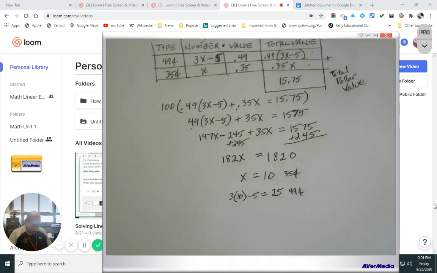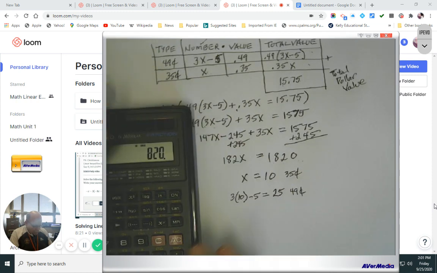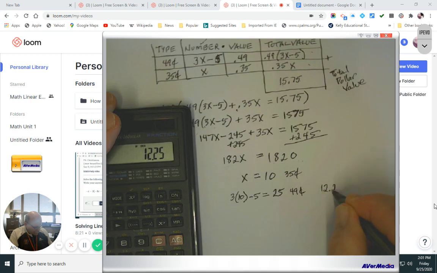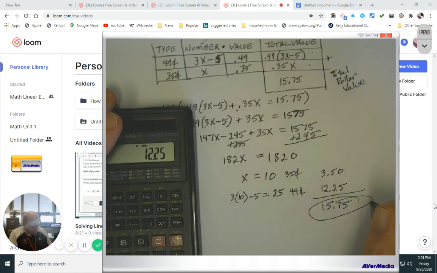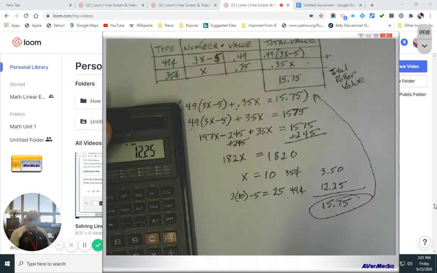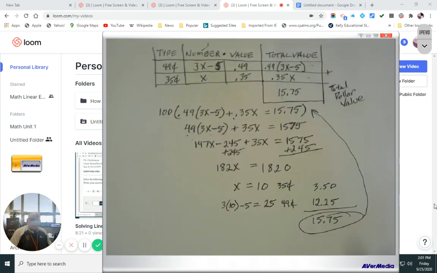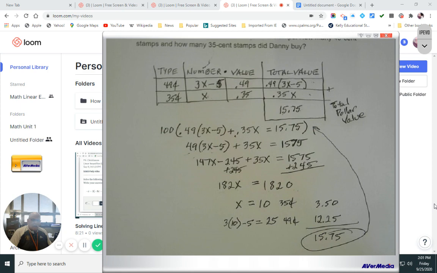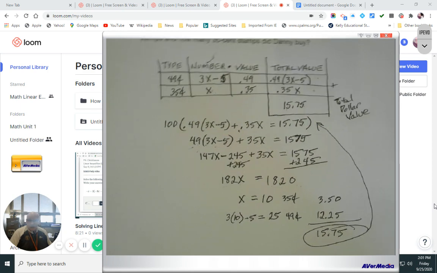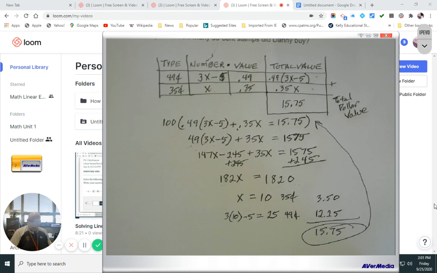Now, you've got to make sure. So grab a calculator and do 0.49 times 25. I get $12.25. And this is going to be $3.50. And when I add them together, I get $15.75, which is what I want. Okay? So that's how you go about working out problems with stamps, and similarly, problems with coins. You do the same.